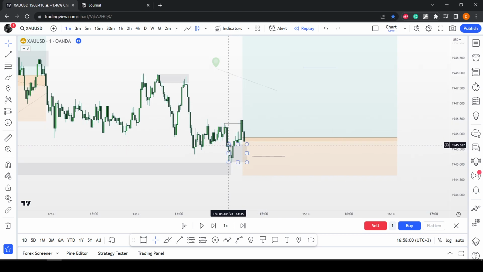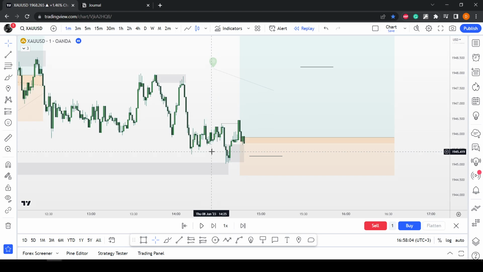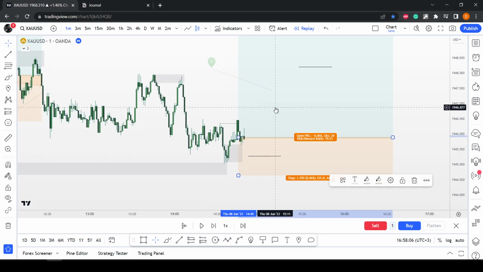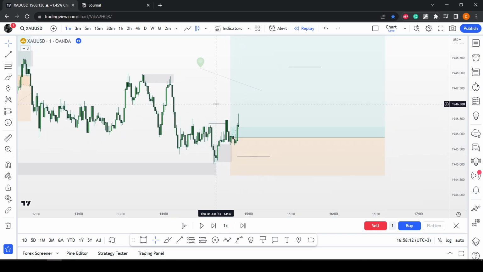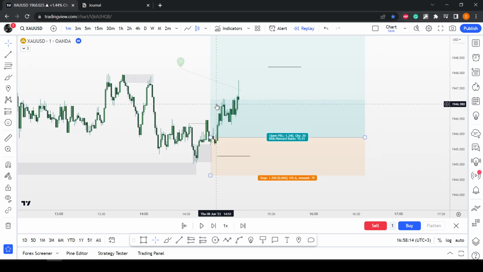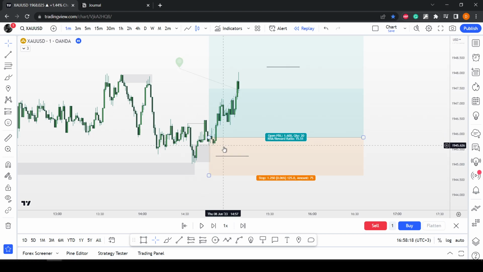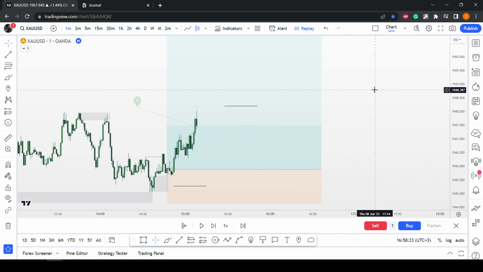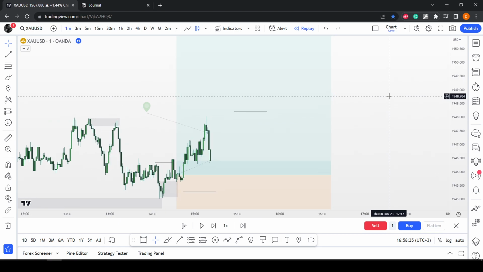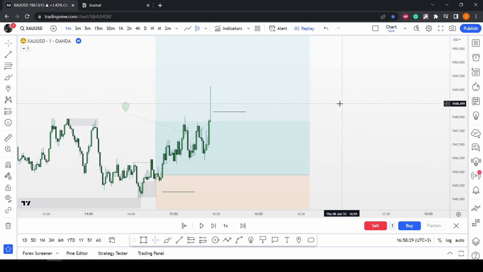And on mitigation of this root of the move, refined root of the move, I entered, but not here, I think here. So yeah, when we have mitigation, and then the price started to move up. At this point I moved my stop loss to 0.5 to here and waited for price development. So this is what the price did.